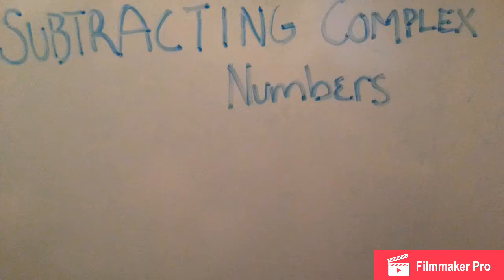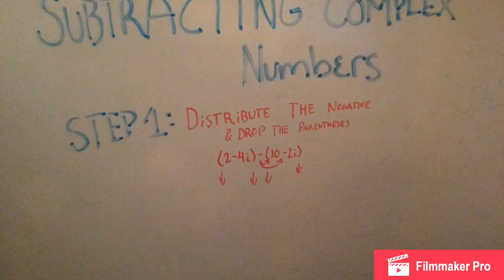Now I'm going to teach you subtracting complex numbers with 2 simple steps. Subtracting complex numbers is almost like adding complex numbers, but what you need to do is distribute the negative and then drop the parentheses. With addition, it was just dropping the parentheses. Here you need to distribute the negative.